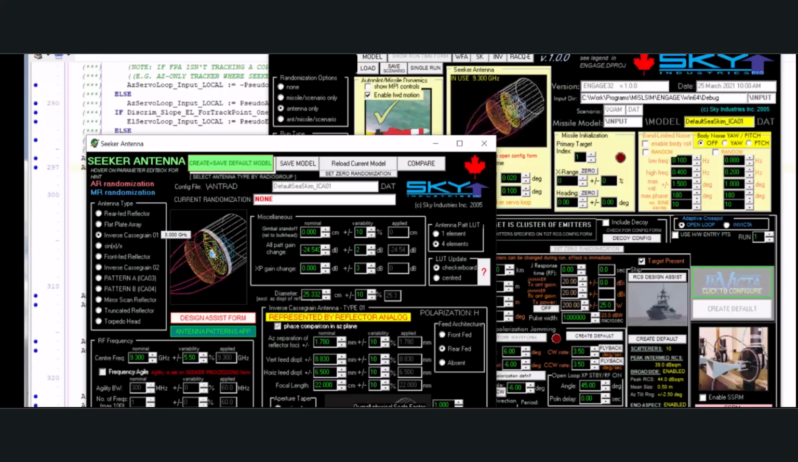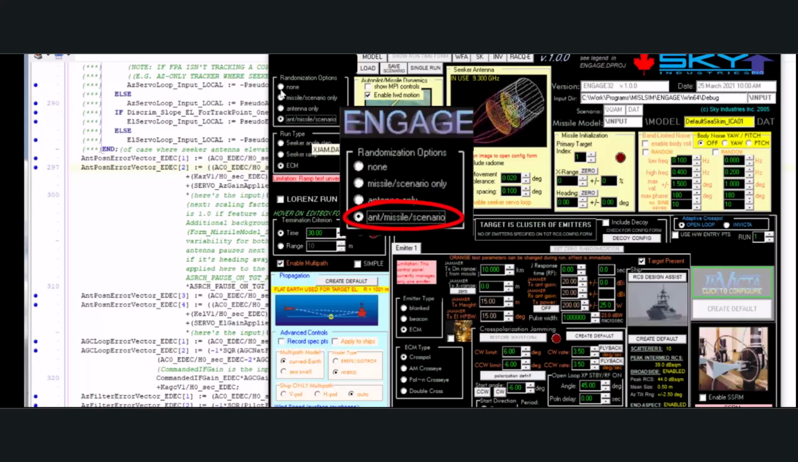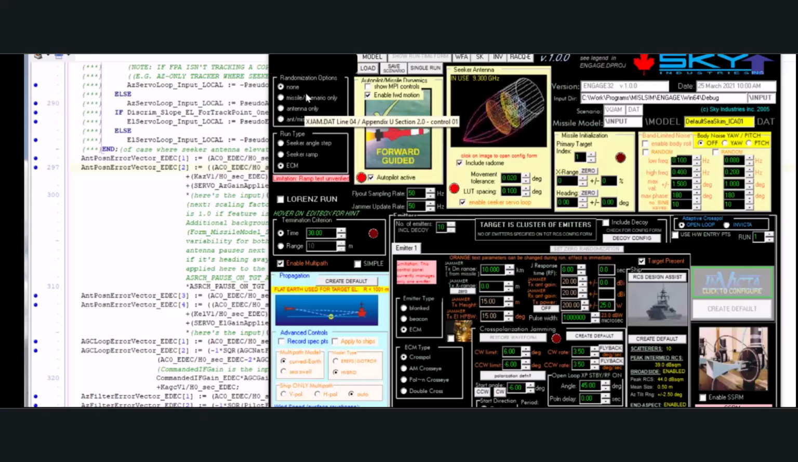We're going to come back to the antenna and radome model in a minute. And then there, of course, is an option to randomize them both. But we're using none. As we can see, if we click load, it goes right back to where it was.